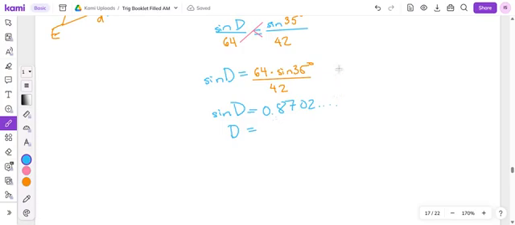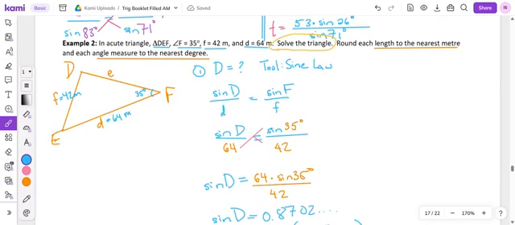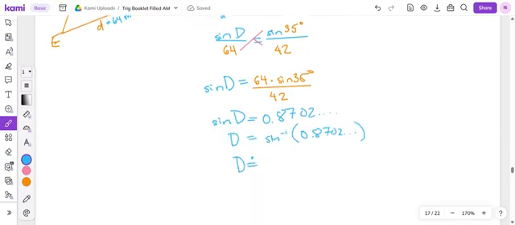Yeah, and I'll show you in the next one how I would communicate it better. But I do want you to show that you're using the sine inverse. And what am I rounding to? Each angle to the nearest degree.